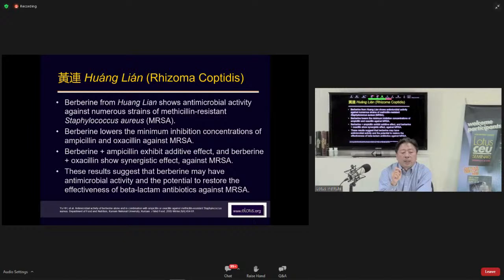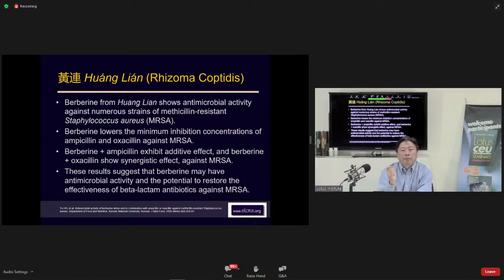So what berberine does is it lowers the minimum inhibition concentration of ampicillin and oxacillin against MRSA. So what that means is if the patient has this infection, though the drug may still work, you need a much higher dosage to work. But if you are able to combine berberine with it, then you can significantly lower the dose of the drug and therefore lower the cost and also reduce the side effect associated with the drug.